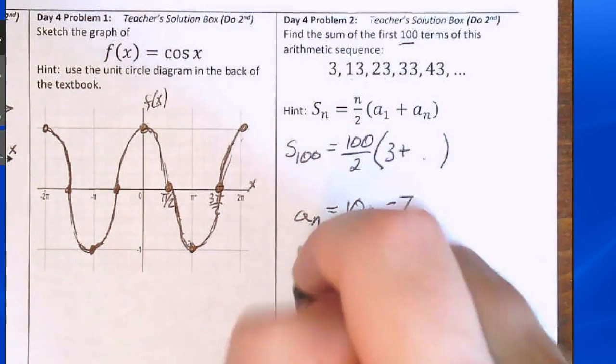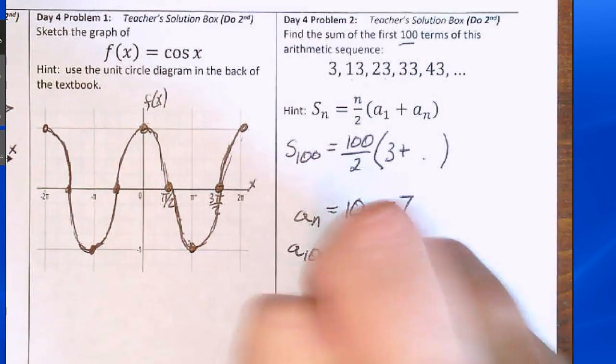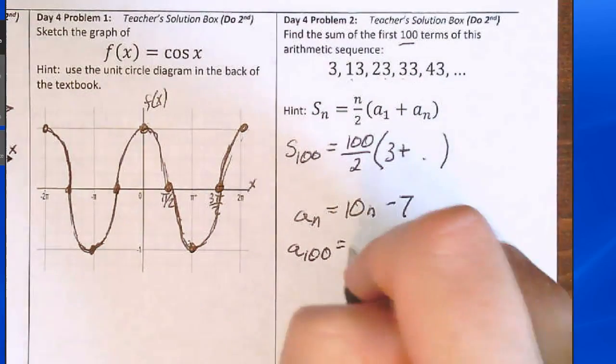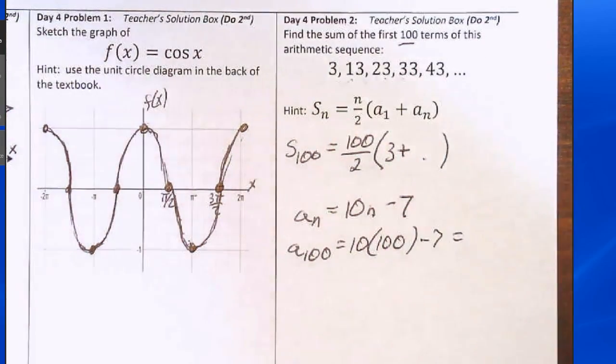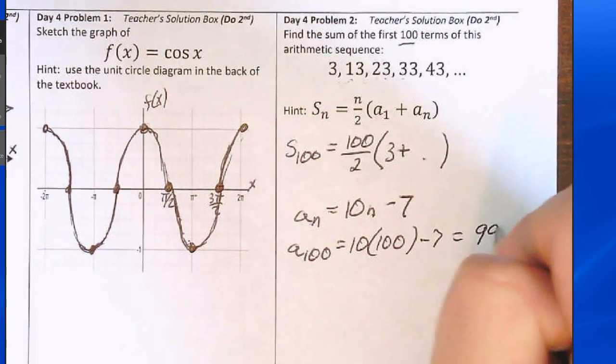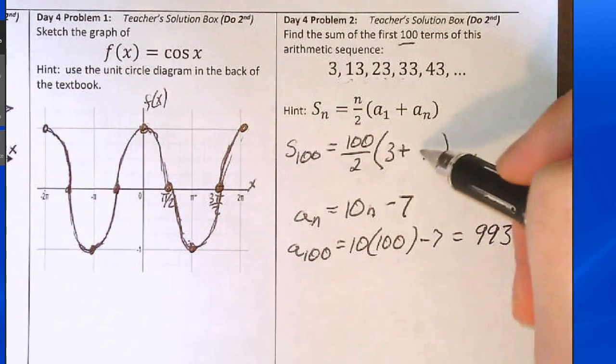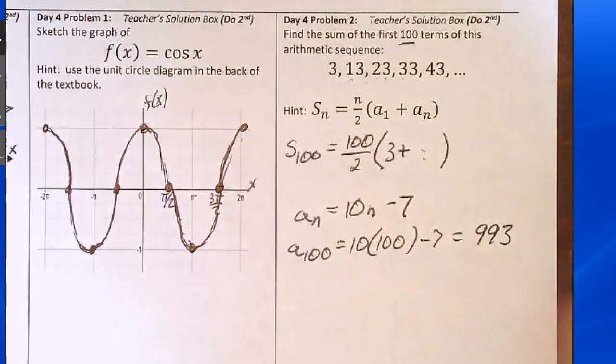Well, we want to know the 100th term. So n is 100. So 10 times 100 subtract 7. 10 times 100 is 1,000. Subtract 7 is 993. Now we know what this number is right there. It's 993.